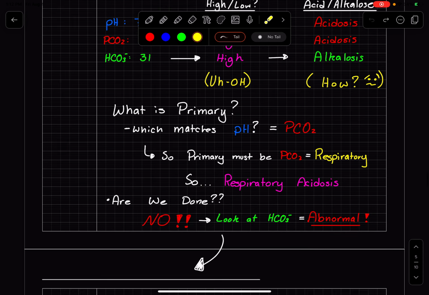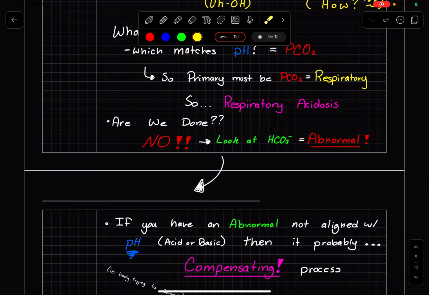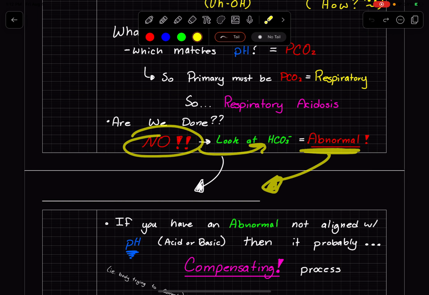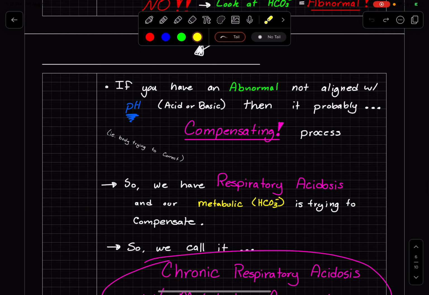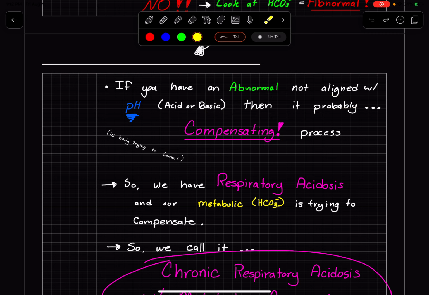But you had to realize, wait, bicarb's abnormal. There's something else going on here. This is not an acute case. Okay, so no. Look at bicarb, it's abnormal. So we have more to do. If you have an abnormal value not aligned with pH, meaning it's just the opposite, usually it's either the same, or the opposite, or normal. Then it's probably compensatory. If it's not the same as pH, then it's probably, outside of one situation, compensatory.